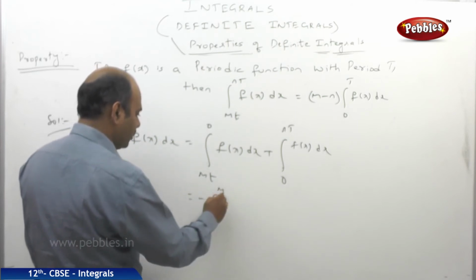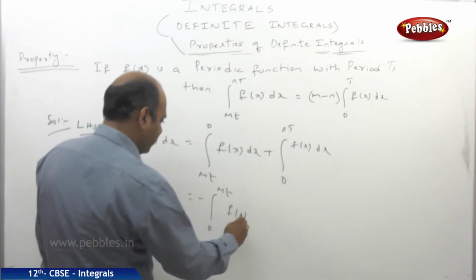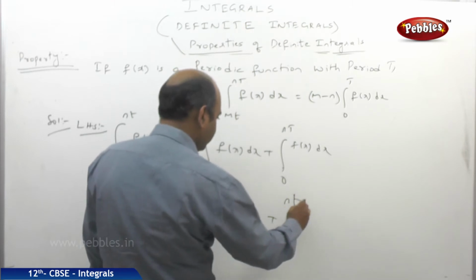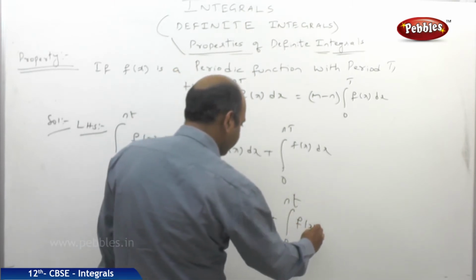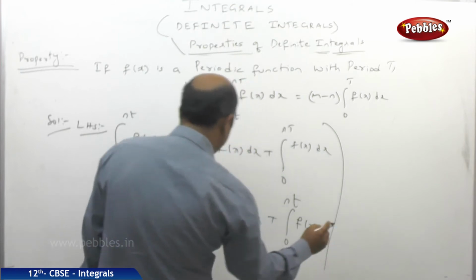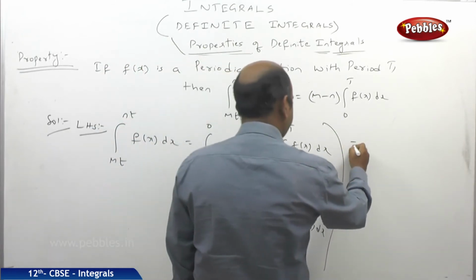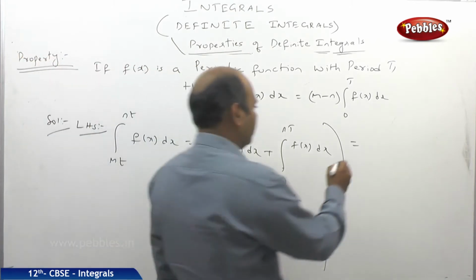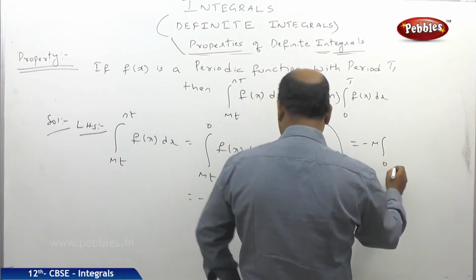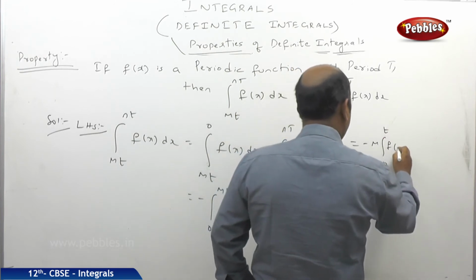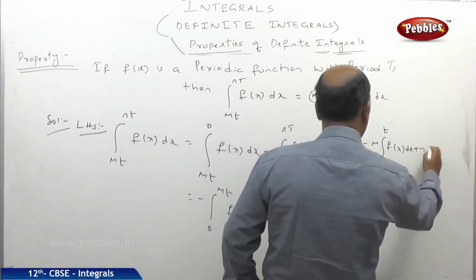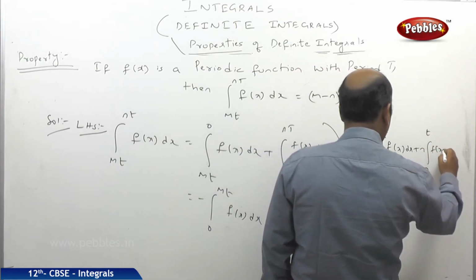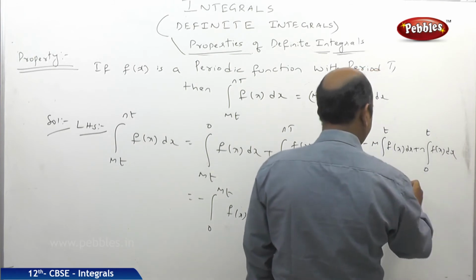So here comes integral of 0 to mt f of x dx plus integral of 0 to nt f of x dx. So finally what happens? That is equal to, applying the just previous property, here what comes? Minus m integral of 0 to t f of x dx plus n into integral 0 to t f of x dx. What is that property?